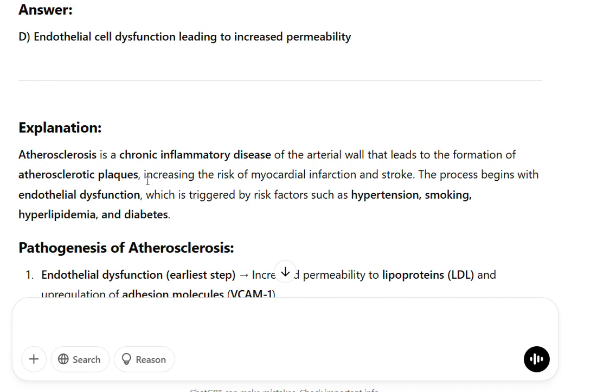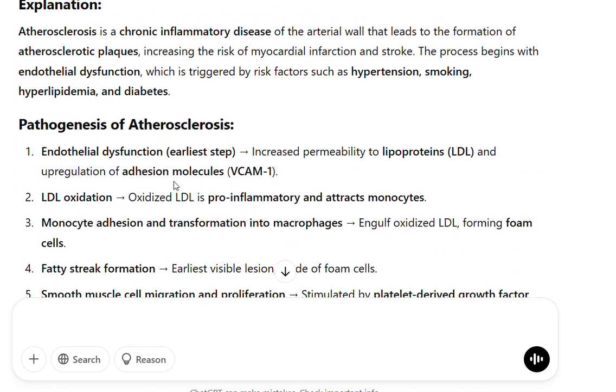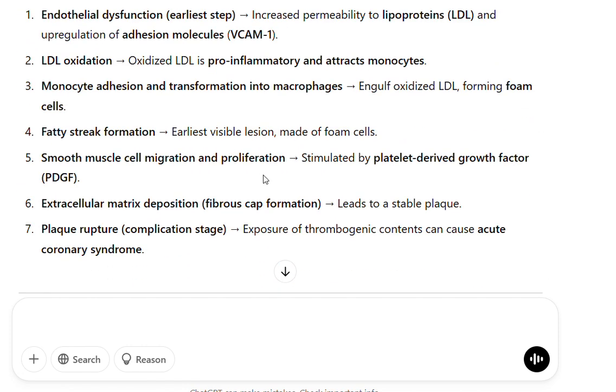Pathogenesis of atherosclerosis. 1. Endothelial dysfunction, the earliest step: increased permeability to lipoproteins, LDL, and upregulation of adhesion molecules, VCAM-1. 2. LDL oxidation. Oxidized LDL is pro-inflammatory and attracts monocytes. 3. Monocyte adhesion and transformation into macrophages, which engulf oxidized LDL, forming foam cells.